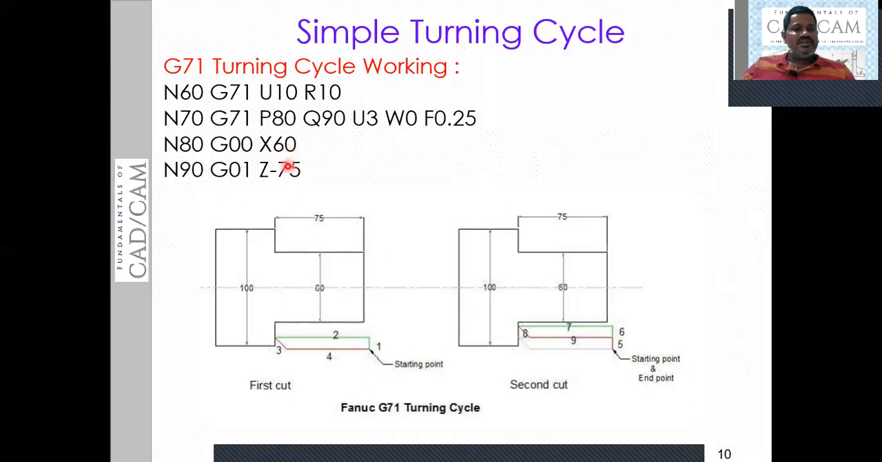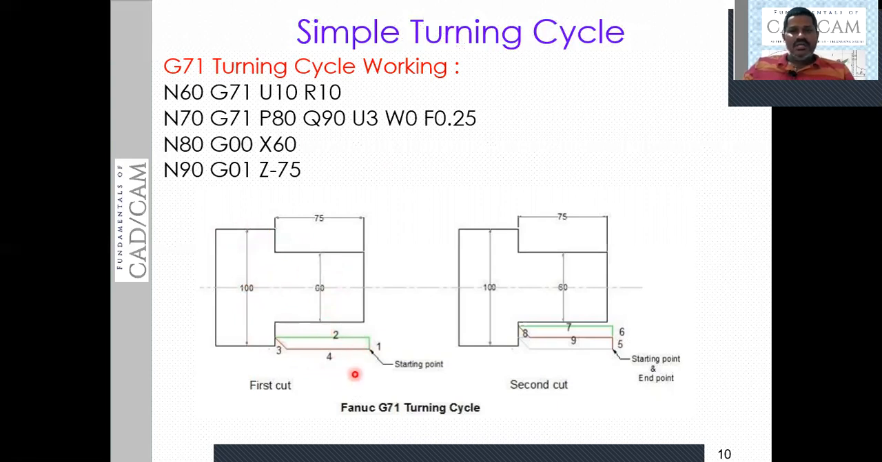So to reduce the diameter of a component to 60 mm for a length of 75 along the negative z-axis. In almost all turning operations, the tool moves from right to left, moving backwards, so the value is negative here, minus 75. This can be observed in the figure here. Now you can see the G71 turning cycle. Initially we have a block of diameter 100 mm on which we want to reduce the diameter to 60 mm for a length of 75 millimeters. So this is the requirement.